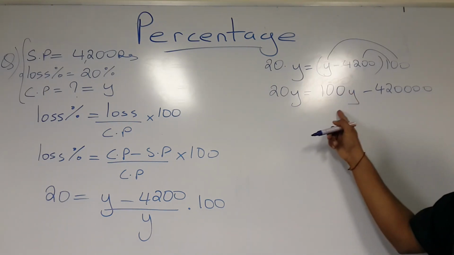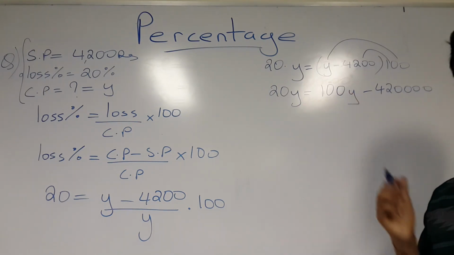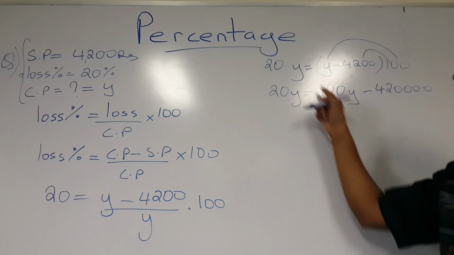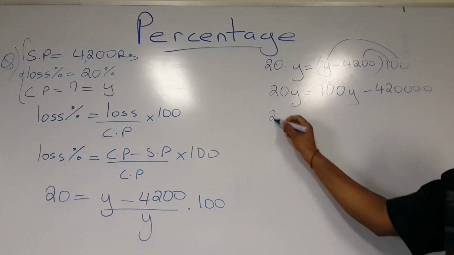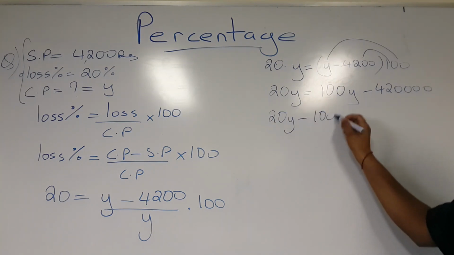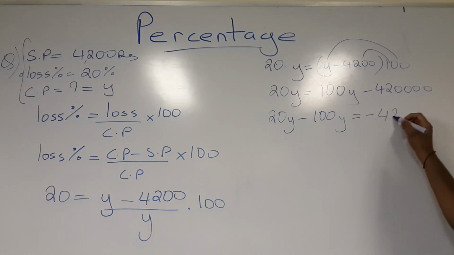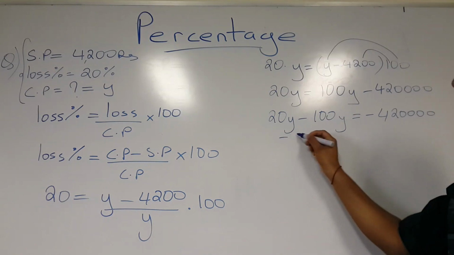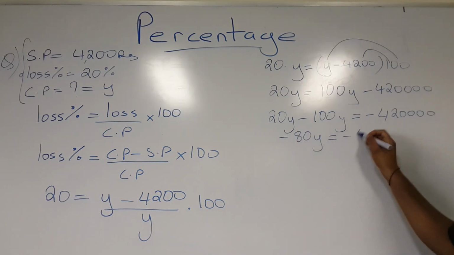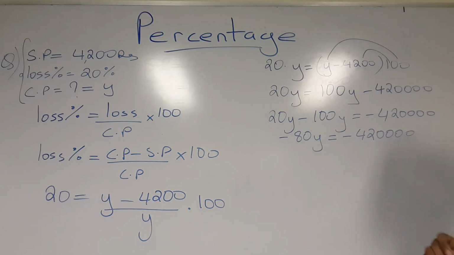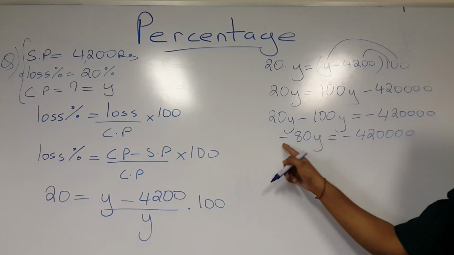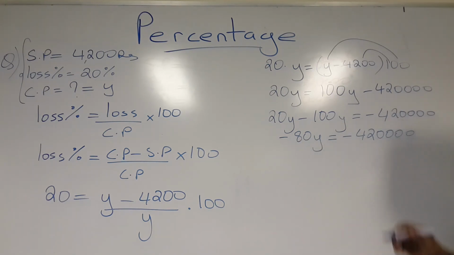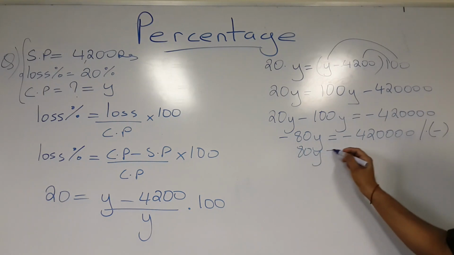Now what we do is we keep the variables on one side and constants on one side, like simple linear equations. So we have to transpose this 100Y to the left hand side. So we have now 20Y minus 100Y is equal to minus 420,000. 20Y minus 100Y will give us minus 80Y is equal to minus 420,000. Now from simple linear equations or from previous videos you should know that we cannot have negatives wherever there are variables. So we go ahead and multiply both sides with negative. And we have 80Y is equal to 420,000.